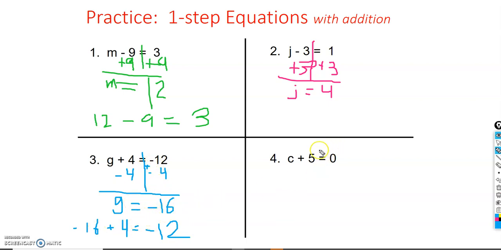Let's try the very last one. Draw your wall. Determine your inverse operation, minus 5. What I do on one side, I'll do on the other, minus 5. I have C alone because 5 minus 5 got rid of that, and C is now isolated. 0 minus 5, if I have 0 and I take away 5, I still have a negative 5, don't I? Check your answer. Negative 5 plus 5, of course, equals 0.